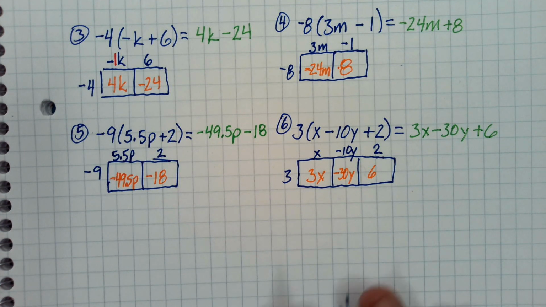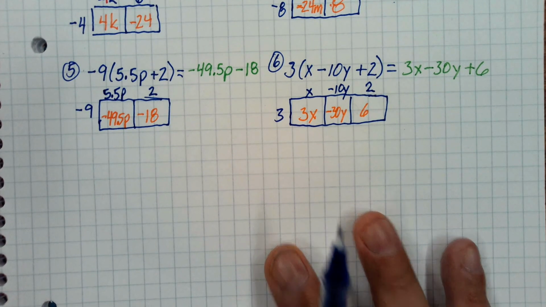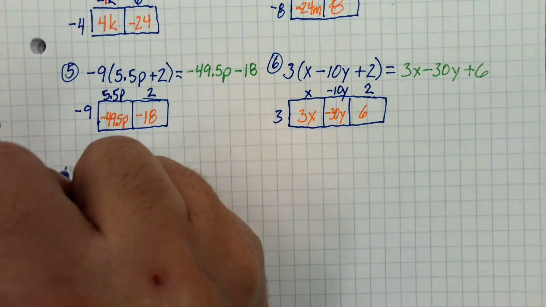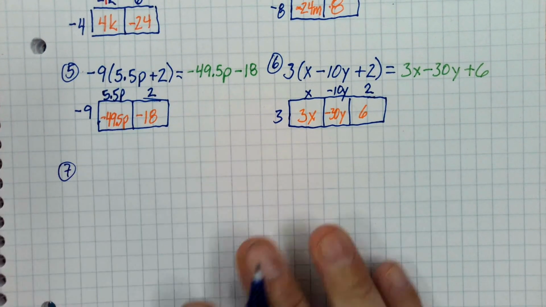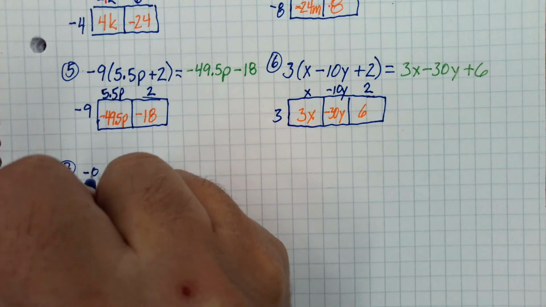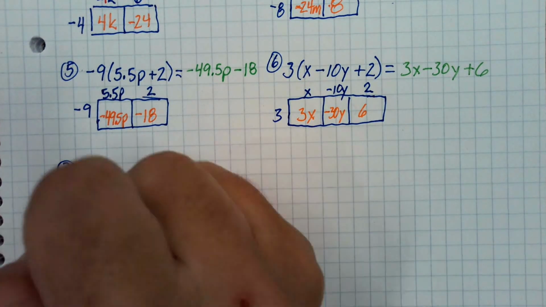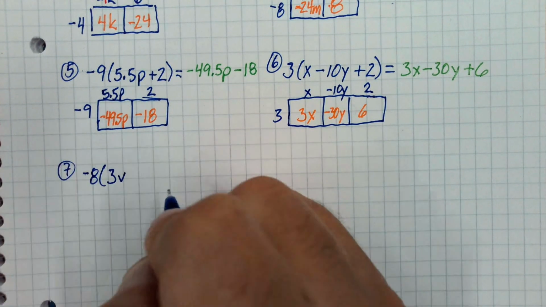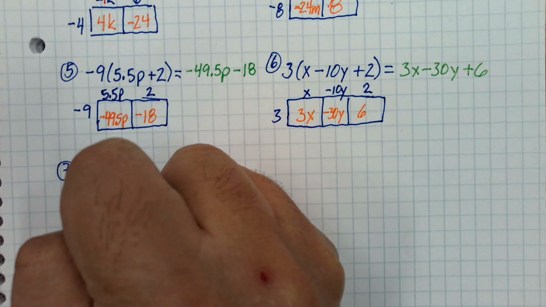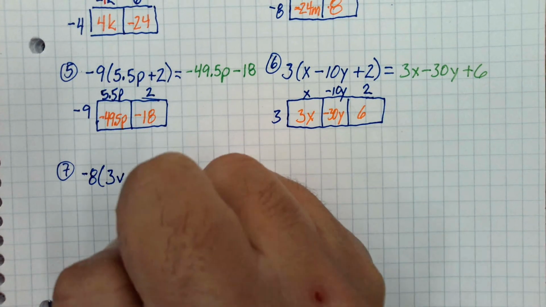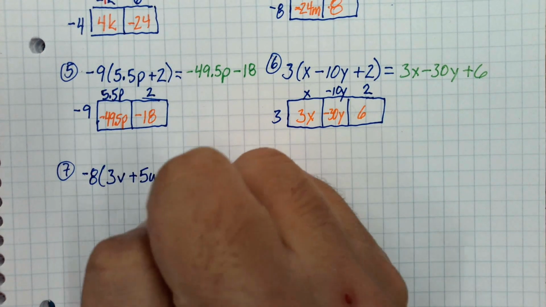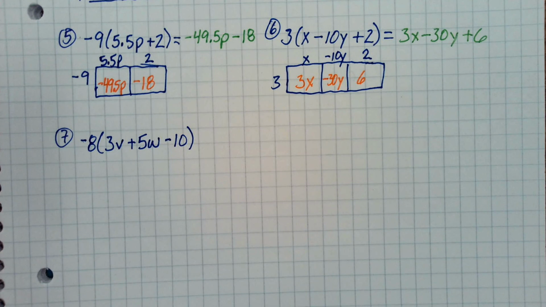We'll do a couple more. And then we'll call it number 7. Negative 8, and we'll multiply that times 3v, as in Victor, plus 5w minus 10. Let's try that one. Go ahead and try it. Do it on your own.